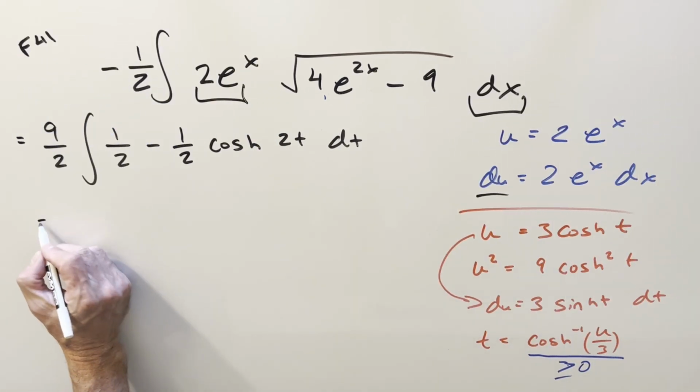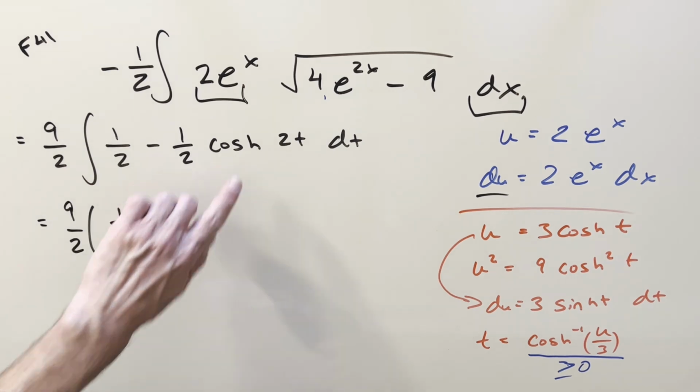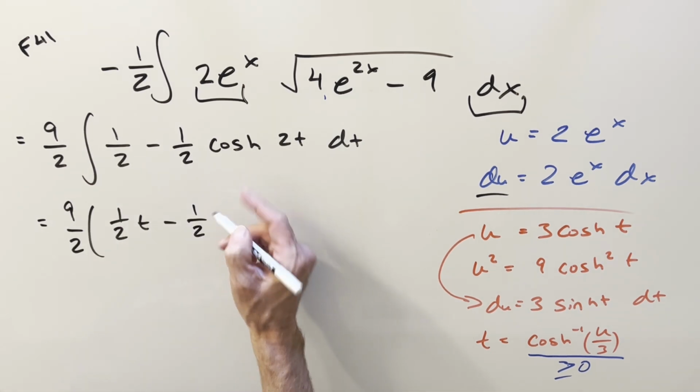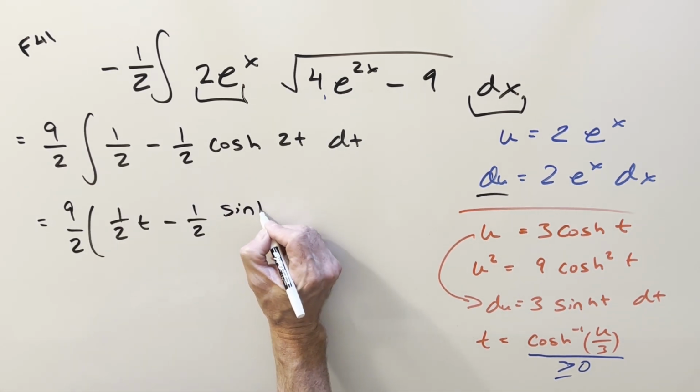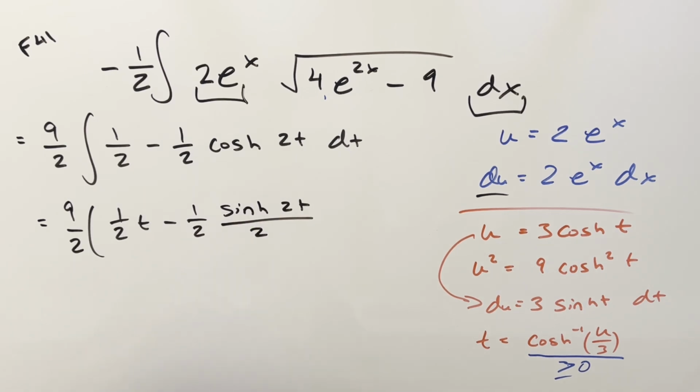Okay, now from here, let's go ahead and integrate. We've got our 9/2 in front. Then integrating here, we have minus 1/2. This is going to become sinh 2t over 2. I'm not going to combine it because what we can do is use the identity on this right here.